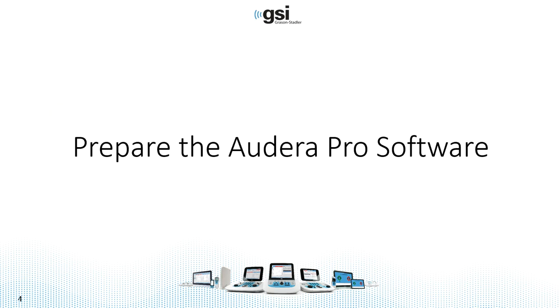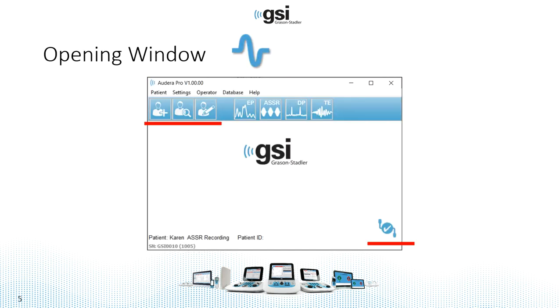First thing we do with Audera Pro is prepare the software. When you open up the software, you'll see the opening window. In the lower right corner, you should see a check mark, which indicates the Audera Pro software is communicating with the hardware. If you see an X there, you want to make sure your Audera Pro is on and that the USB cable is connected.